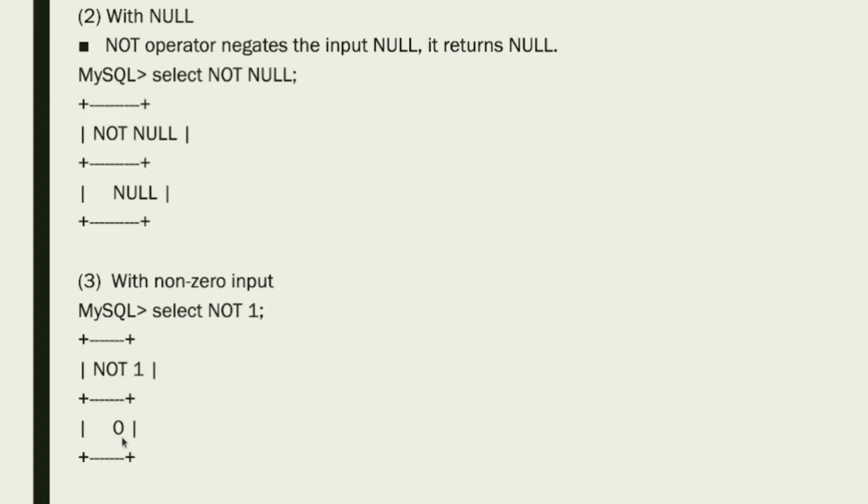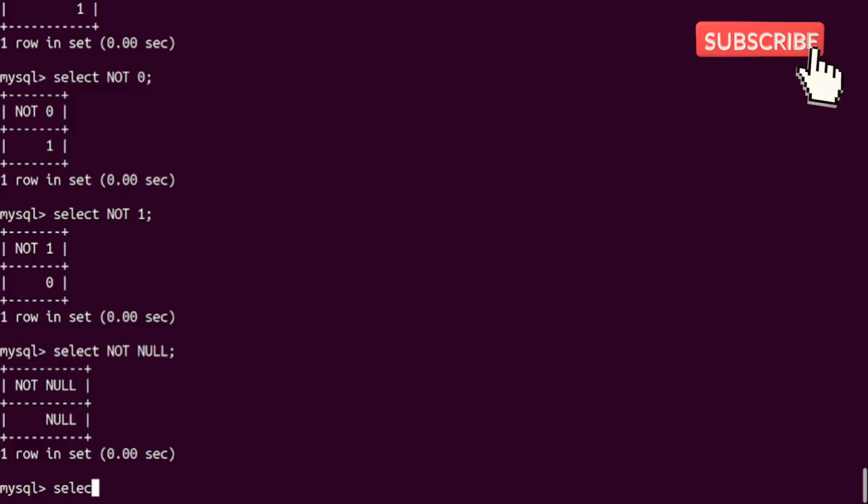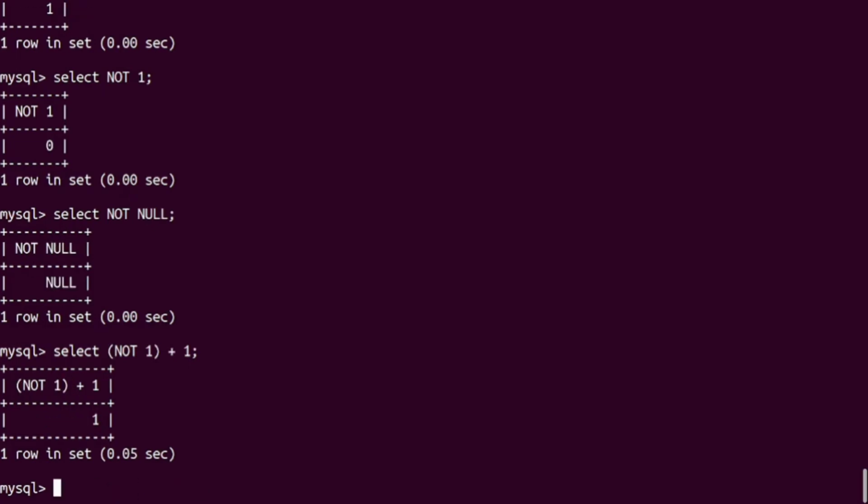Okay, so let's check it with a non-zero value. Like this, let's suppose select NOT 1 plus 1. Here NOT 1 value is 0, and 0 plus 1 is 1. So our output is 1 here.